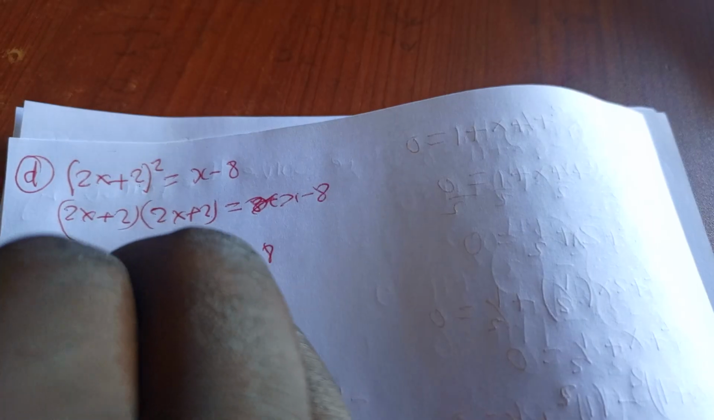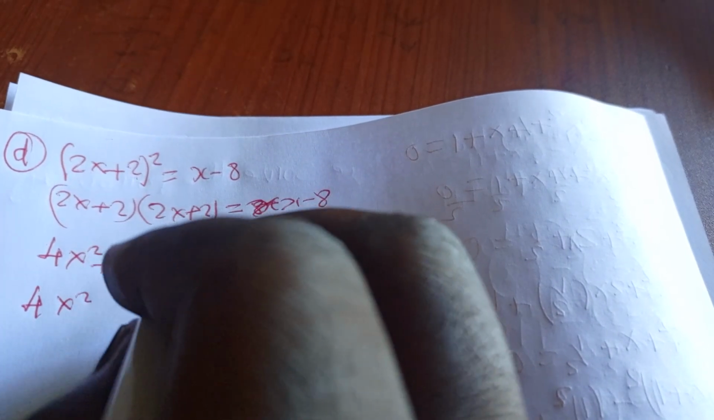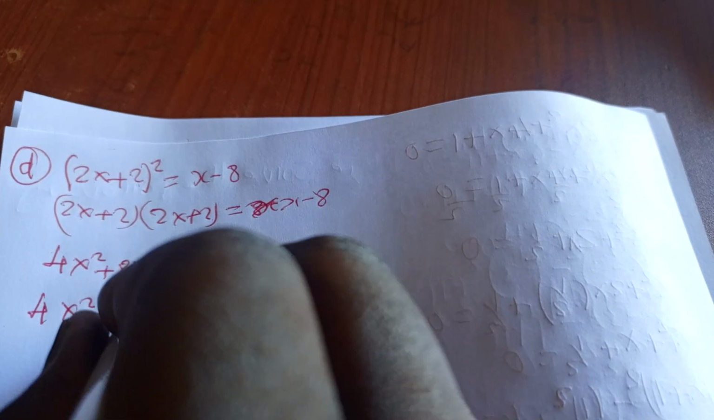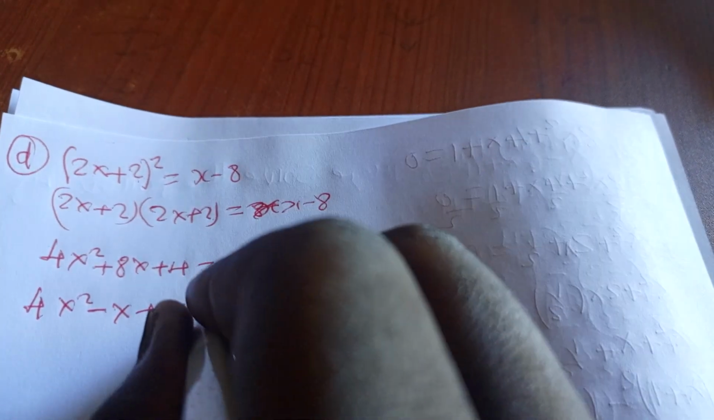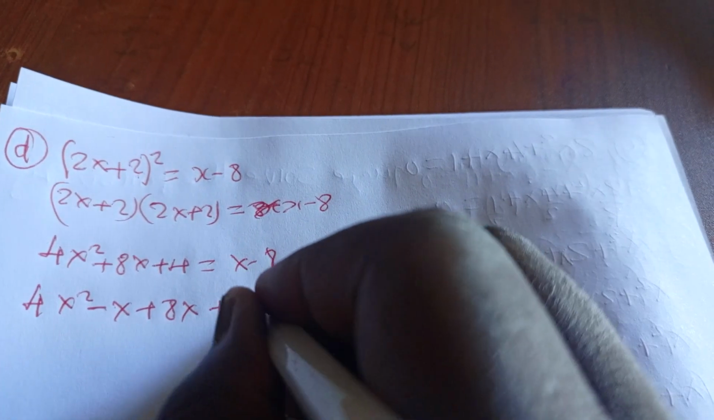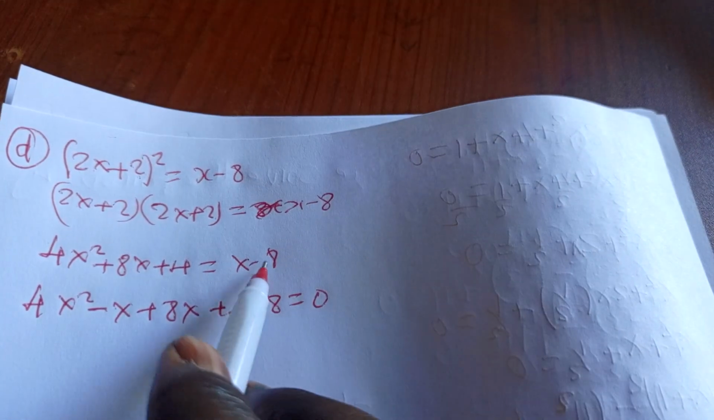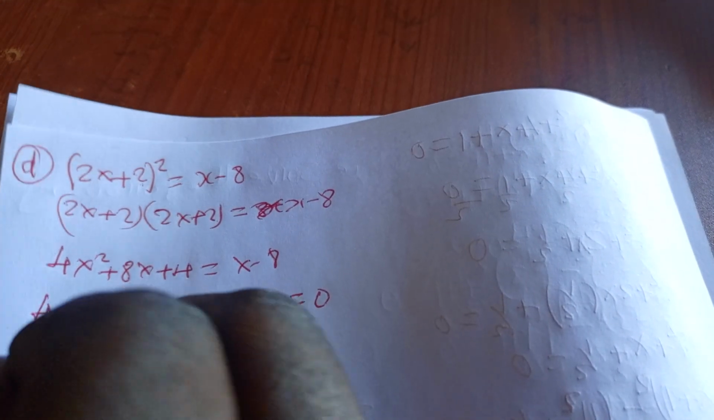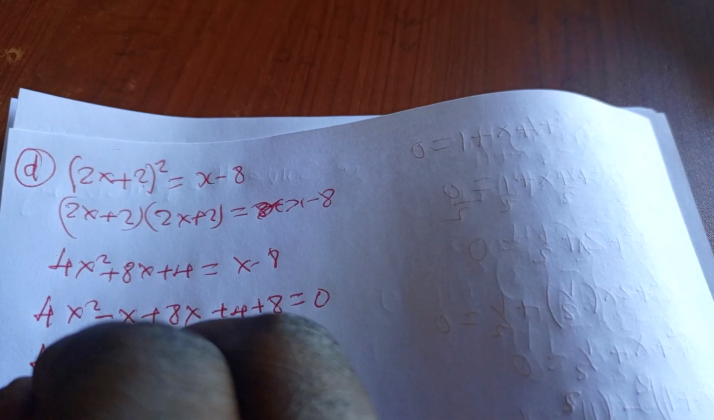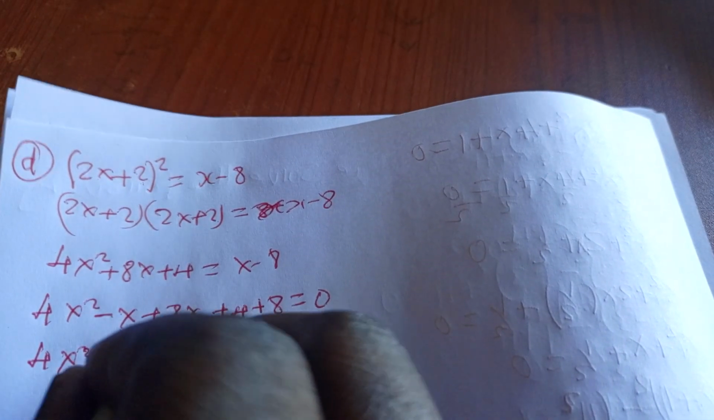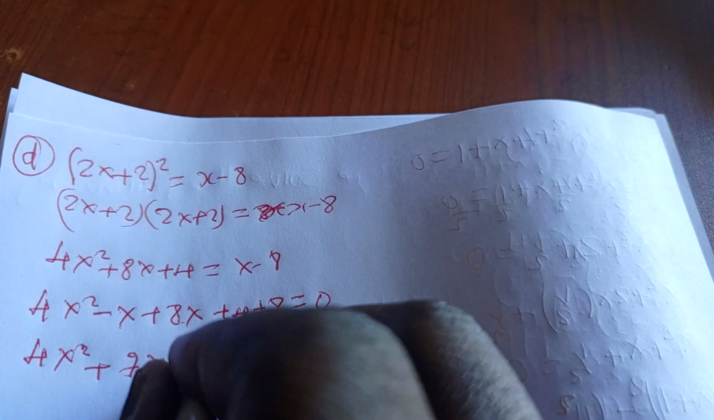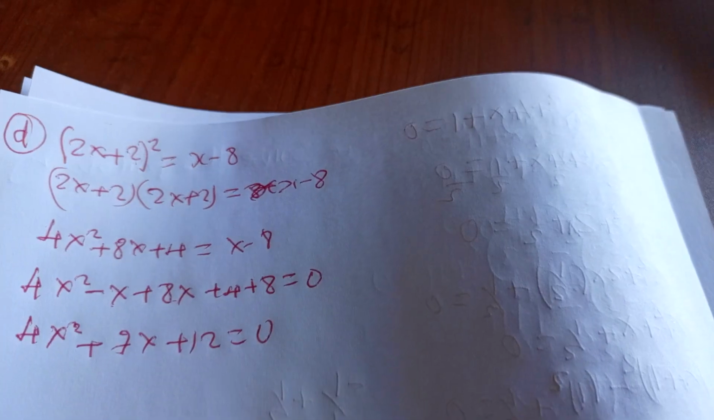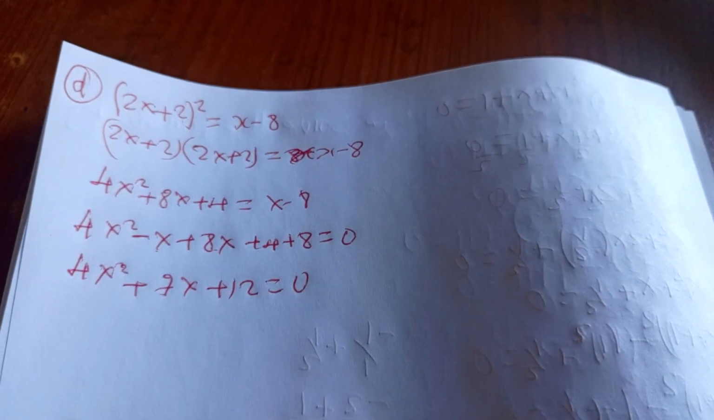So here it will be 4x squared. This x will come to this side, so it is minus x plus 8x plus 4 plus 8 is equal to 0. I'm trying to bring everything to this side. So 4x squared plus this and this make 7x, then plus this and this will be 12, equal to 0. So now I can complete the square properly here.